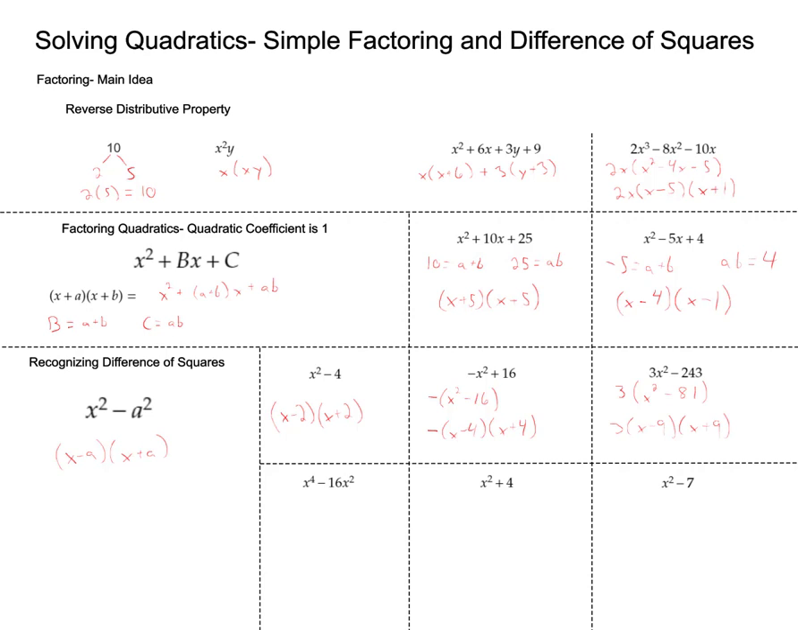The next example also looks a little bit tricky. We have x to the 4th minus 16x squared. You may recognize that x to the 4th is just x squared squared, and 16x squared is just 4x, and then of course you square the entire term 4x. So we can actually write this as x squared minus 4x times x squared plus 4x.